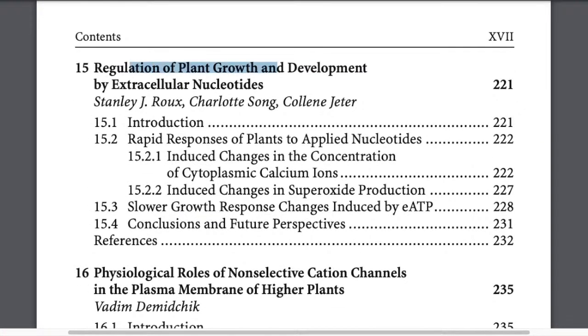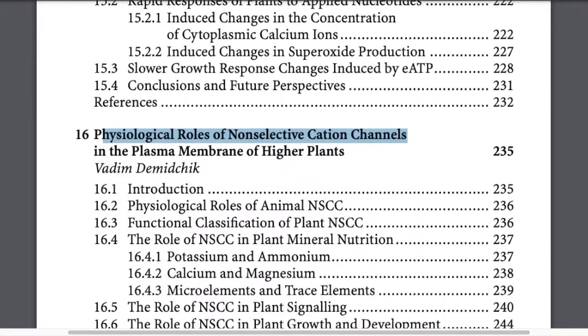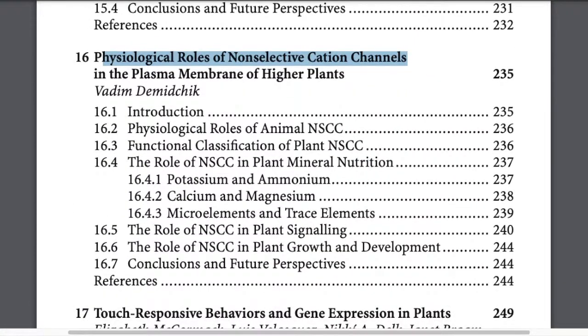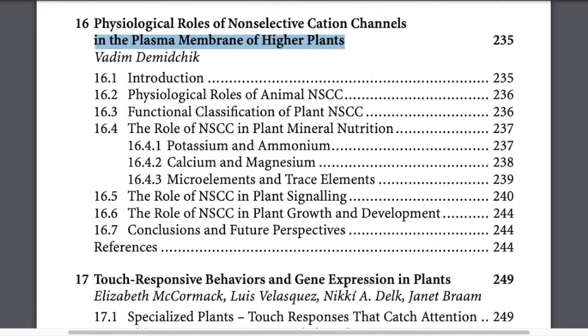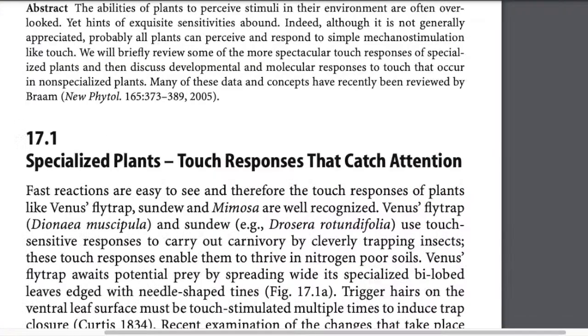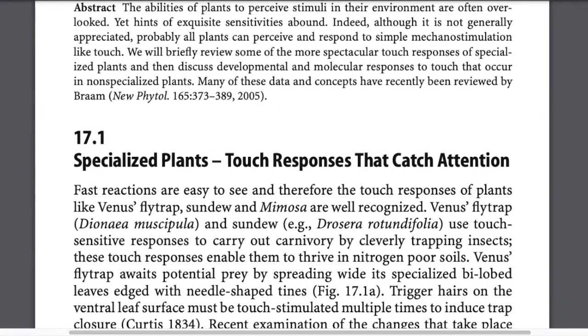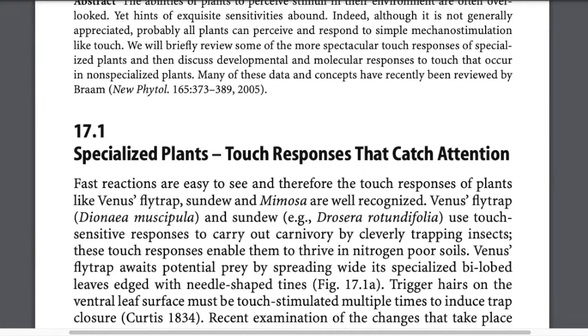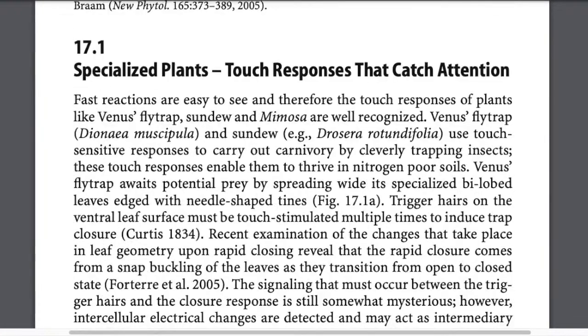Regulation of plant growth and development, physiological roles of non-selective cation channels in the plasma membrane, touch responsive behaviors and gene expression, touch responses that catch attention. Could this be your Venus flytraps and stuff? Yeah. All right, this looks interesting. I know someone was mentioning these, so let's look at this guy. These are cool. I mean, who doesn't like the Venus flytrap?